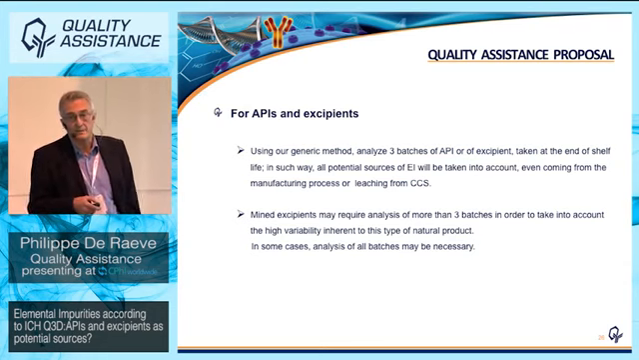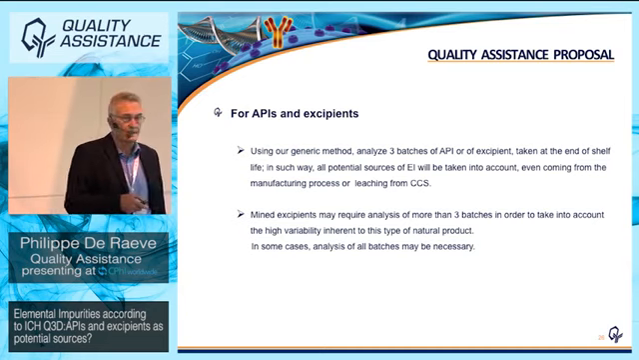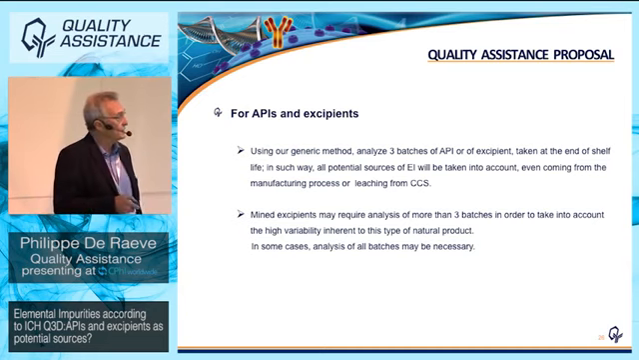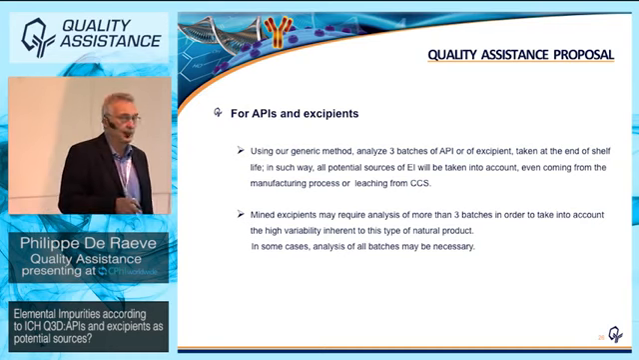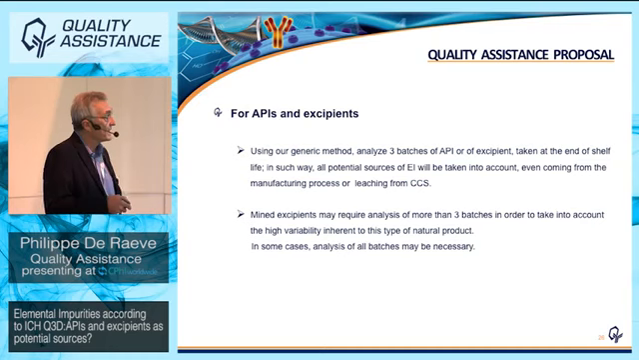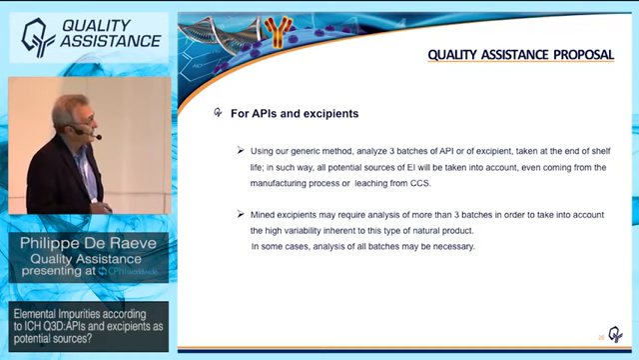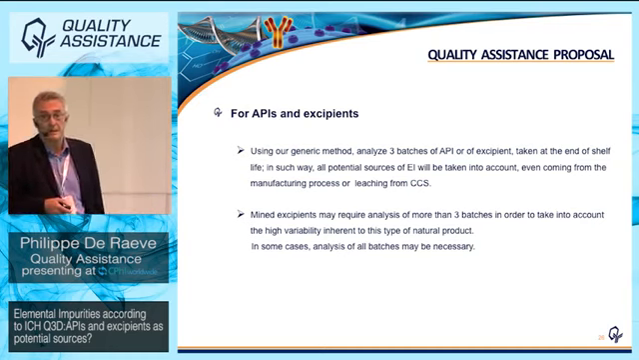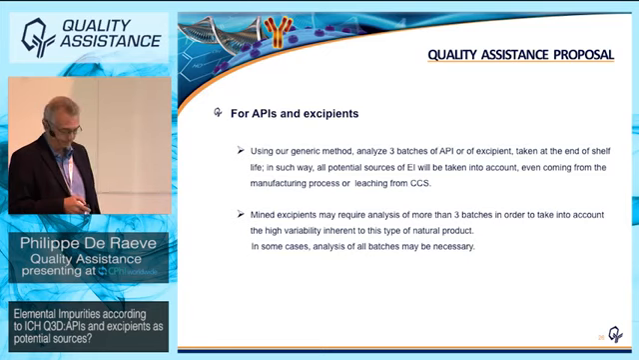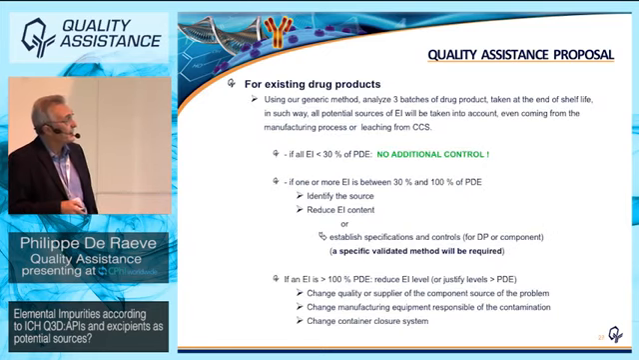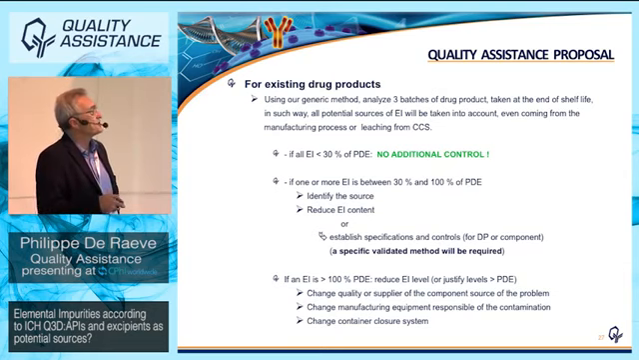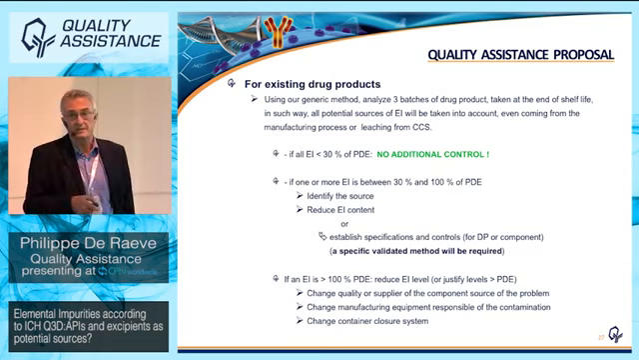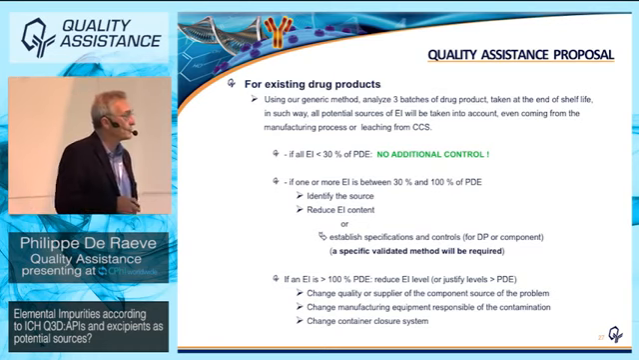For minor excipient, you may require more than 3 batches to analyze to take into account the high variability inherent to that type of natural product. And in some cases, analysis of all batches may be required. For an existing drug product, once again, we suggest to analyze 3 batches taken at the end of shelf life for the same reasons.